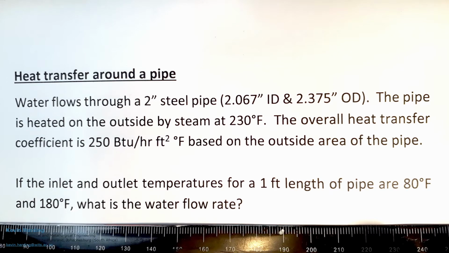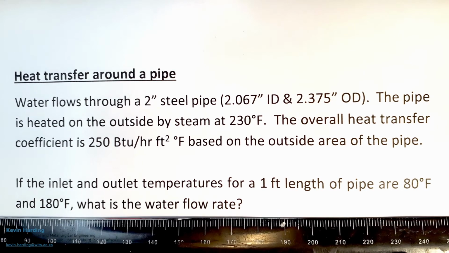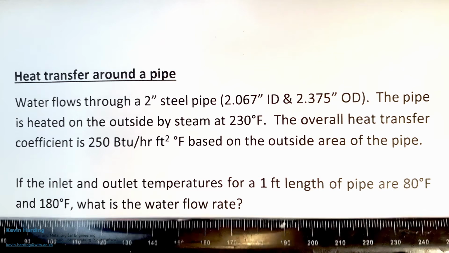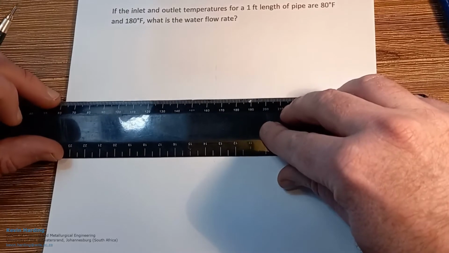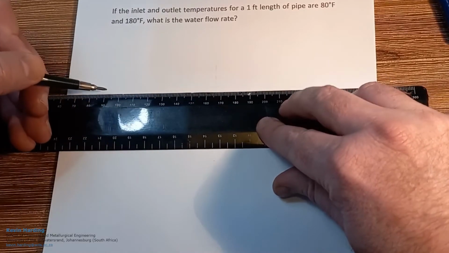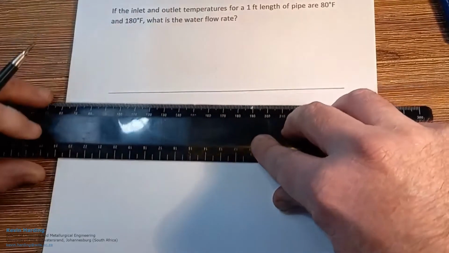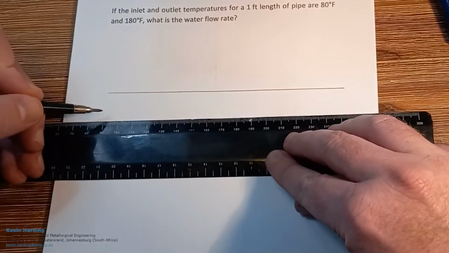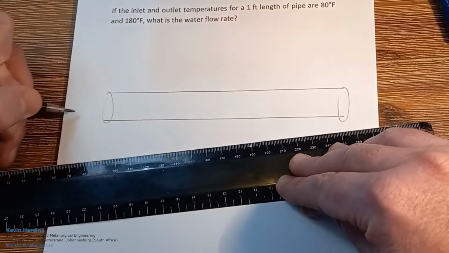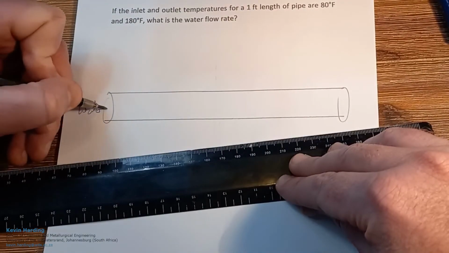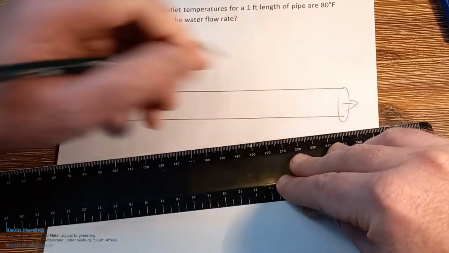If the inlet and outlet temperatures for a 1 foot length of pipe are 80 degrees Fahrenheit and 180 degrees Fahrenheit, what is the water flow rate? So let's maybe just draw that and see a bit more clearly what is actually going on. It's saying that water is flowing through a pipe. We're not going to worry too much just yet about the size of the pipe, but there is the pipe, and we have water which is coming through that pipe and out the other side.